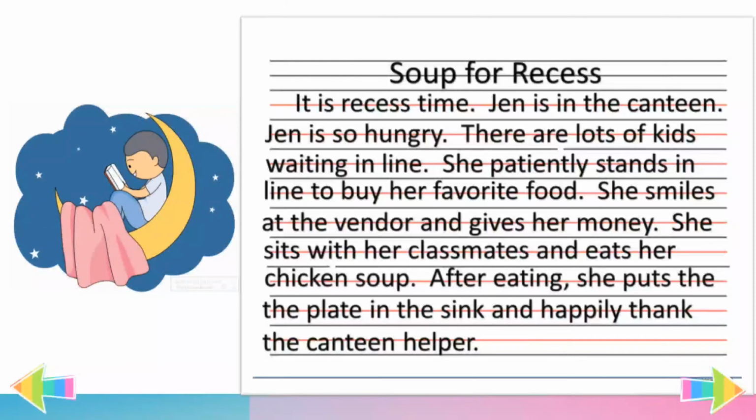Soup for recess. It is recess time. Jen is in the canteen. Jen is so hungry. There are lots of kids waiting in line. She patiently stands in line to buy her favorite food. She smiles at the vendor and gives her money. She sits with her classmates and eats her chicken soup. After eating, she puts the plate in the sink and happily thanks the canteen helper.